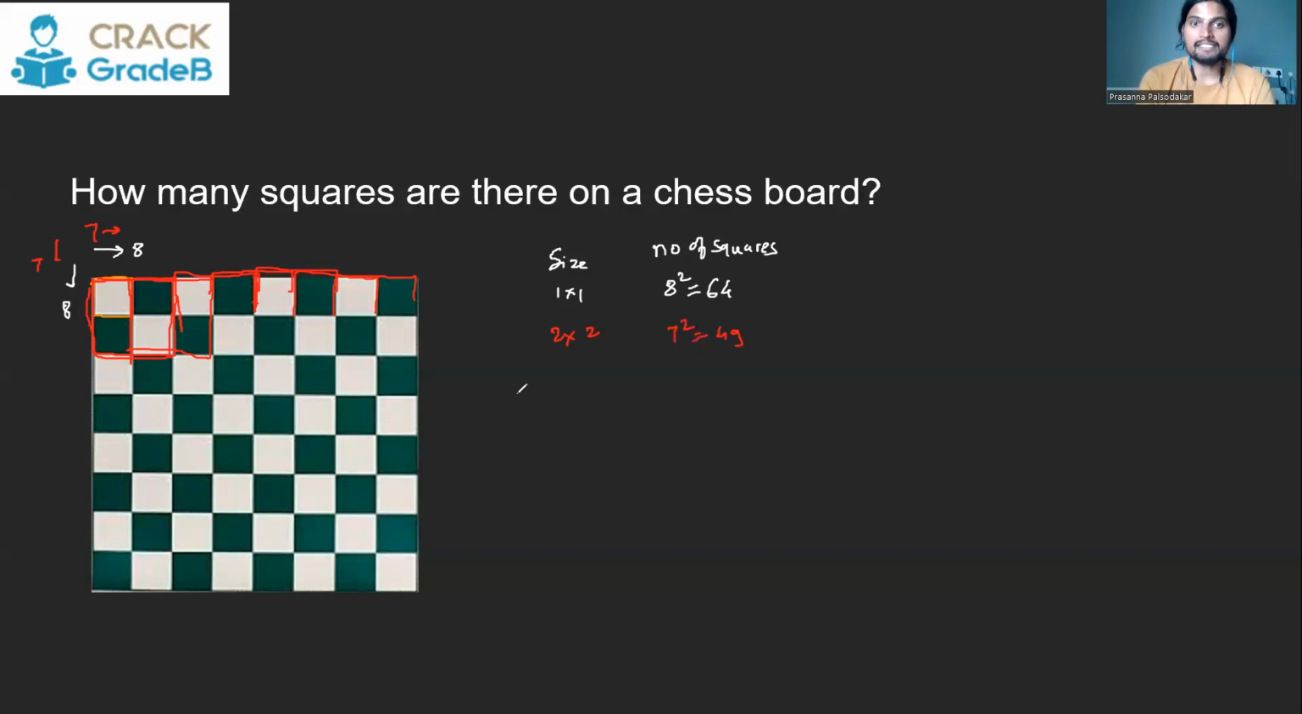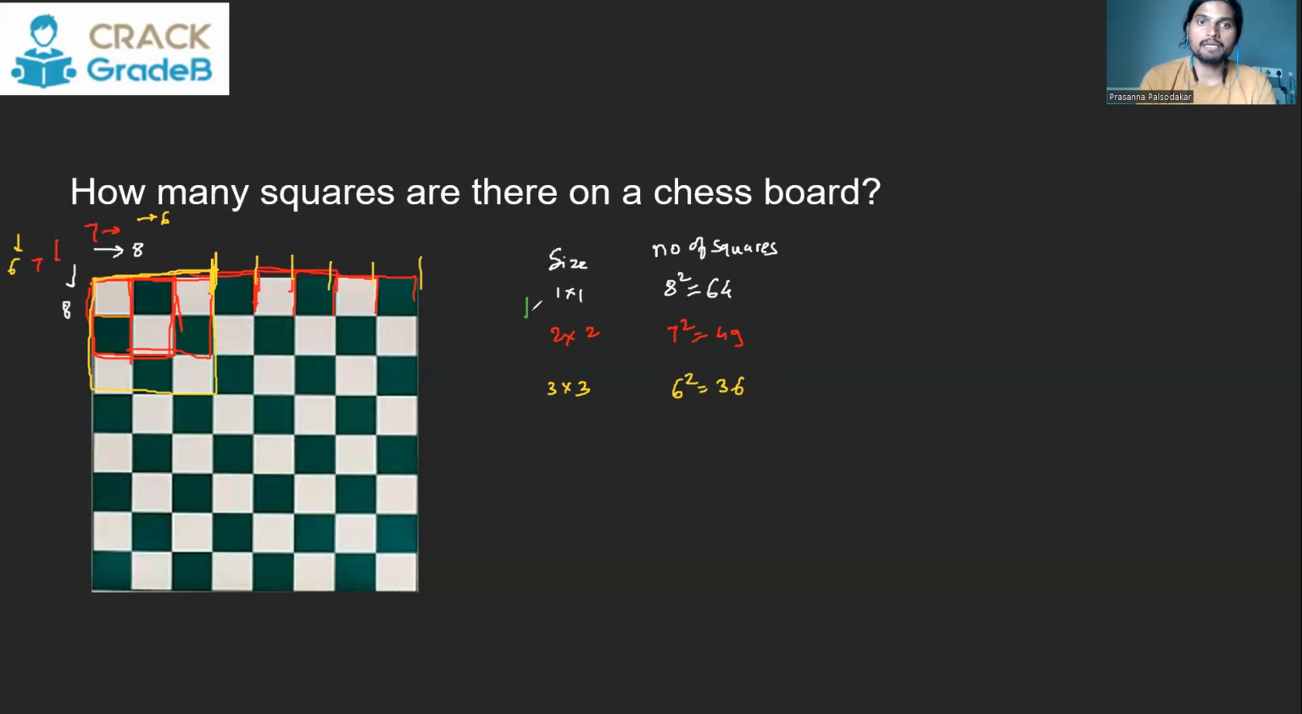Now for the 3 by 3 size square, if you try to measure, the first square will end here, the second ends here, third, fourth, fifth, and sixth. So there will be 6 squares by 6 squares, 6 by 6, and there will be such 36 squares. Now you can observe the pattern.